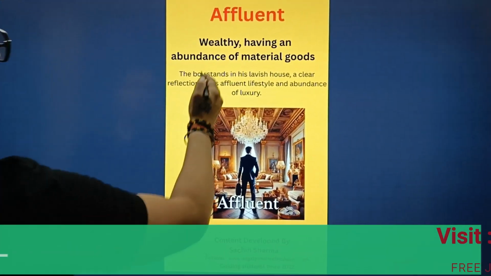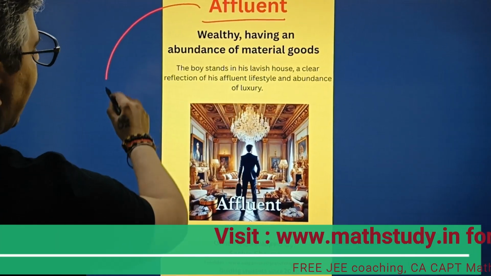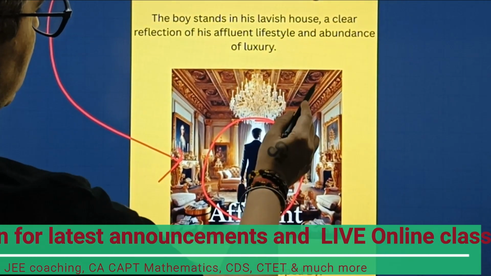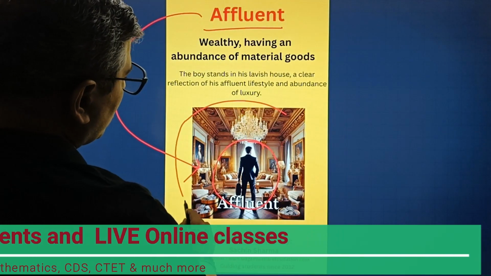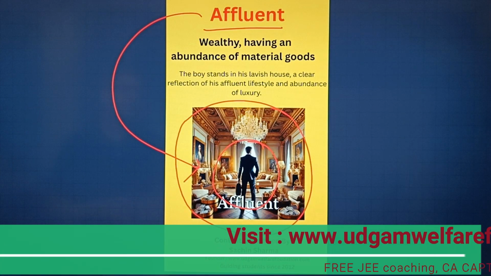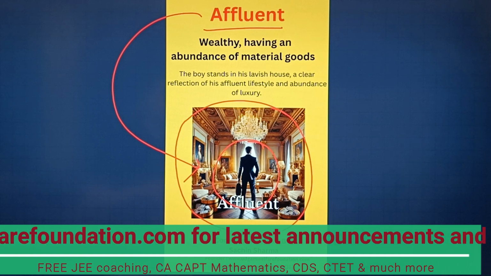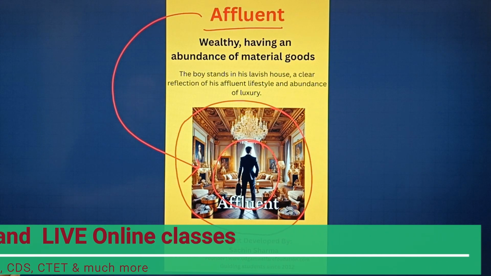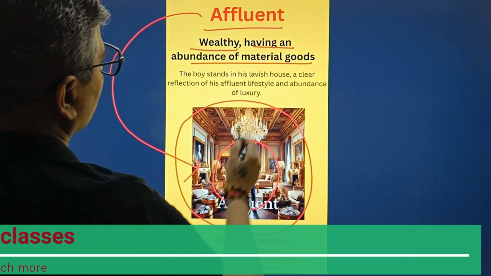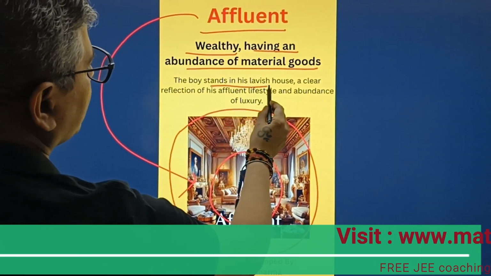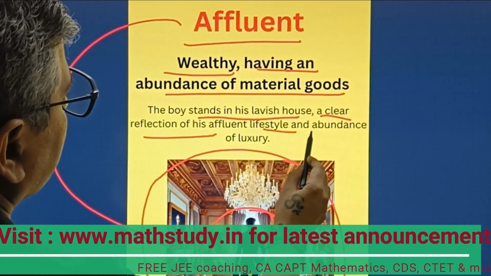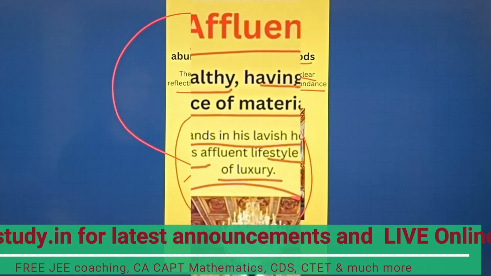Our next word is affluent. If we look at the picture here, a person who seems to be very rich is standing in his own house, which looks like a very wealthy one, or we can see it is a huge house. Affluent means wealthy here, having an abundance of material goods. The boy stands in his lavish house, a clear reflection of his affluent lifestyle and abundance of luxury.